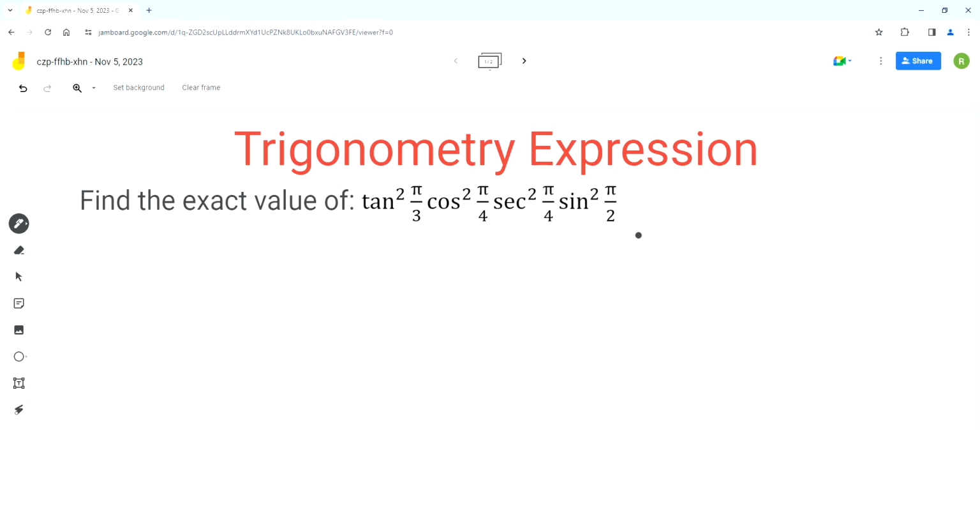So the first step is to analyze this given trigonometry expression. This trig expression is made up of four terms which are being multiplied to each other. So the first term is tan square pi over 3 times cos square pi over 4 times secant square pi over 4 times sine square pi over 2. And all of these trig ratios have a square on them.